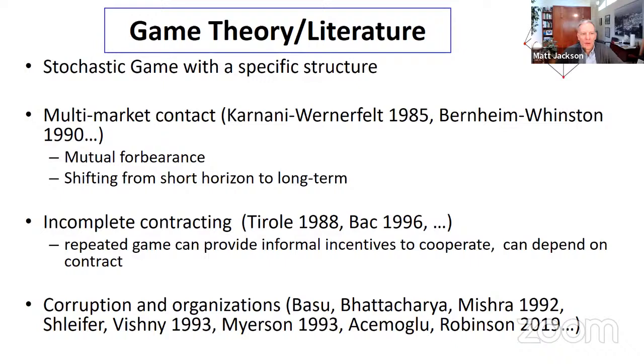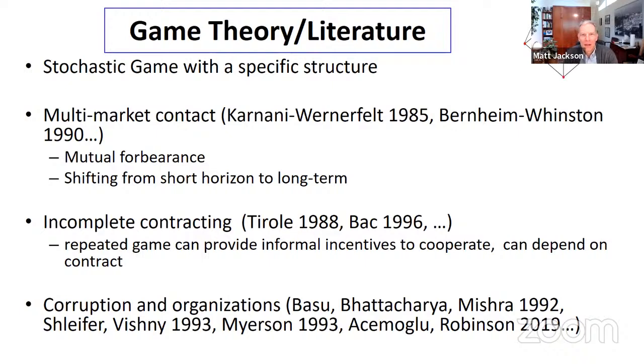In terms of the literature, what we're really going to be looking at here is a stochastic game with a specific structure. You've got a team, they're facing arriving games, and the arriving games could be sometimes good ones, sometimes bad ones. So this fits into a stochastic game structure.